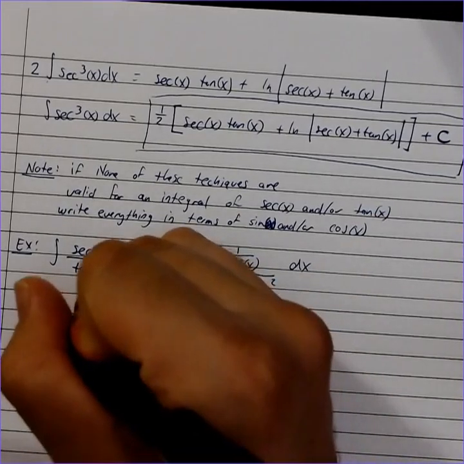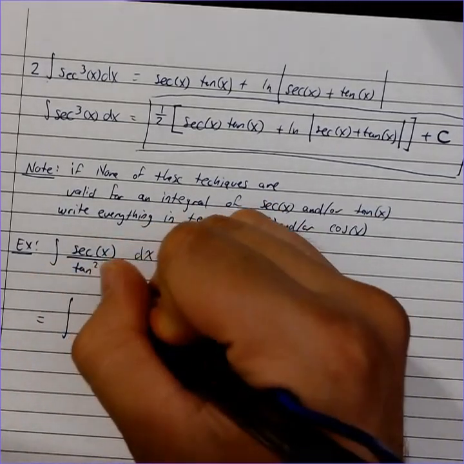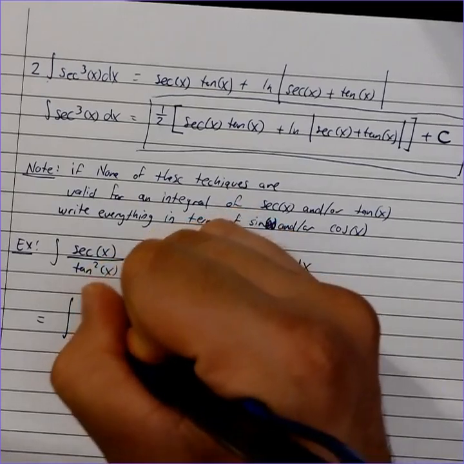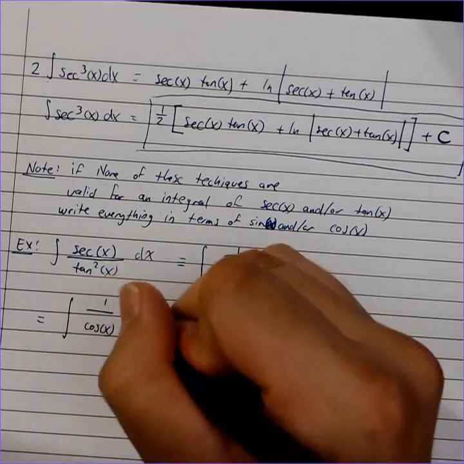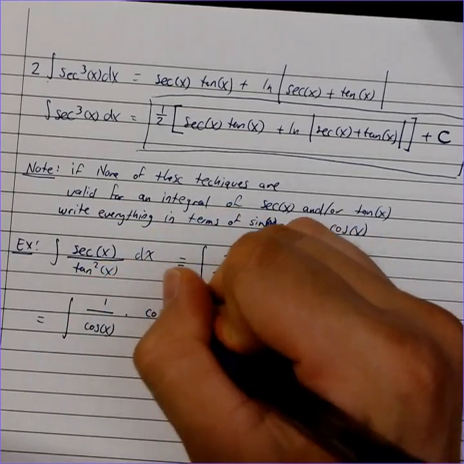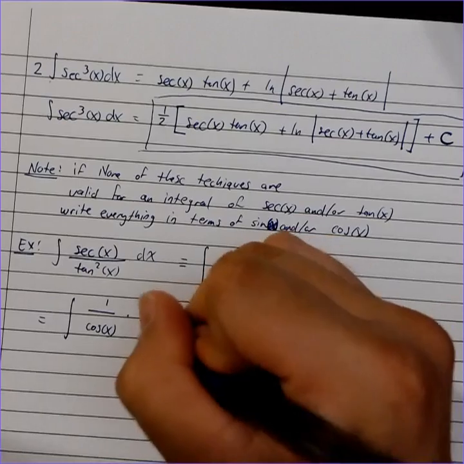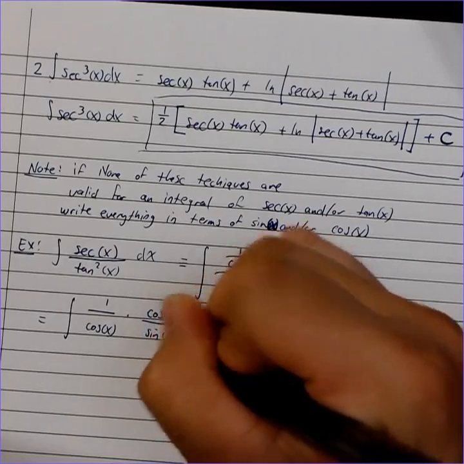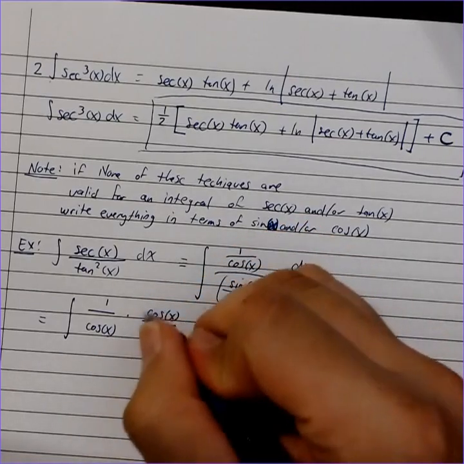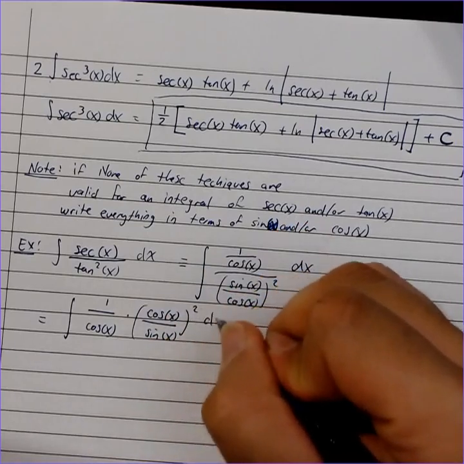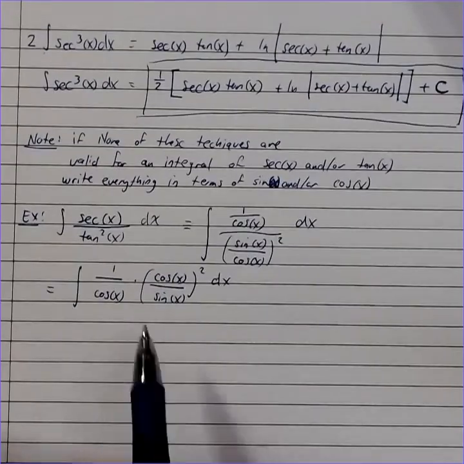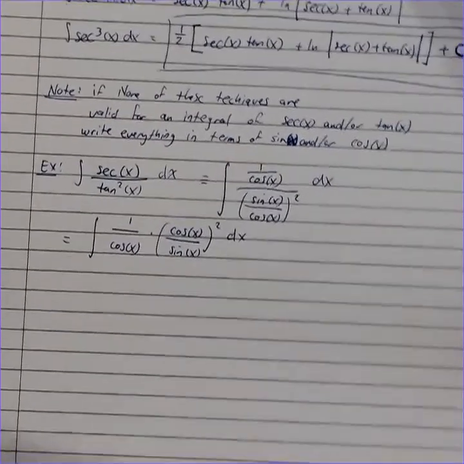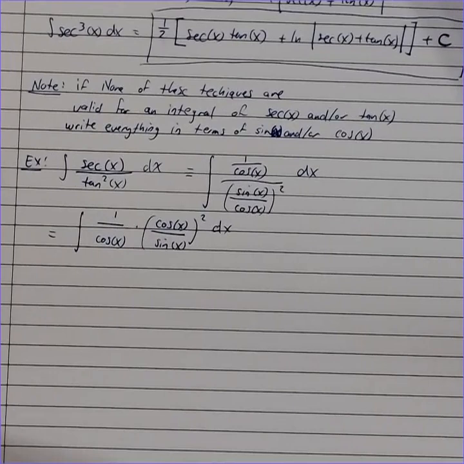Here, that's going to be the same as saying the integral of 1 over the cosine of x. And now instead of dividing by a fraction, I will multiply by the reciprocal of that fraction. So that's cosine of x over sine of x, and then don't forget that's being squared, dx. Go ahead and finish that off. Go ahead and pause the video and go through this. And once you have your result, go ahead and unpause and we'll finish that one together.